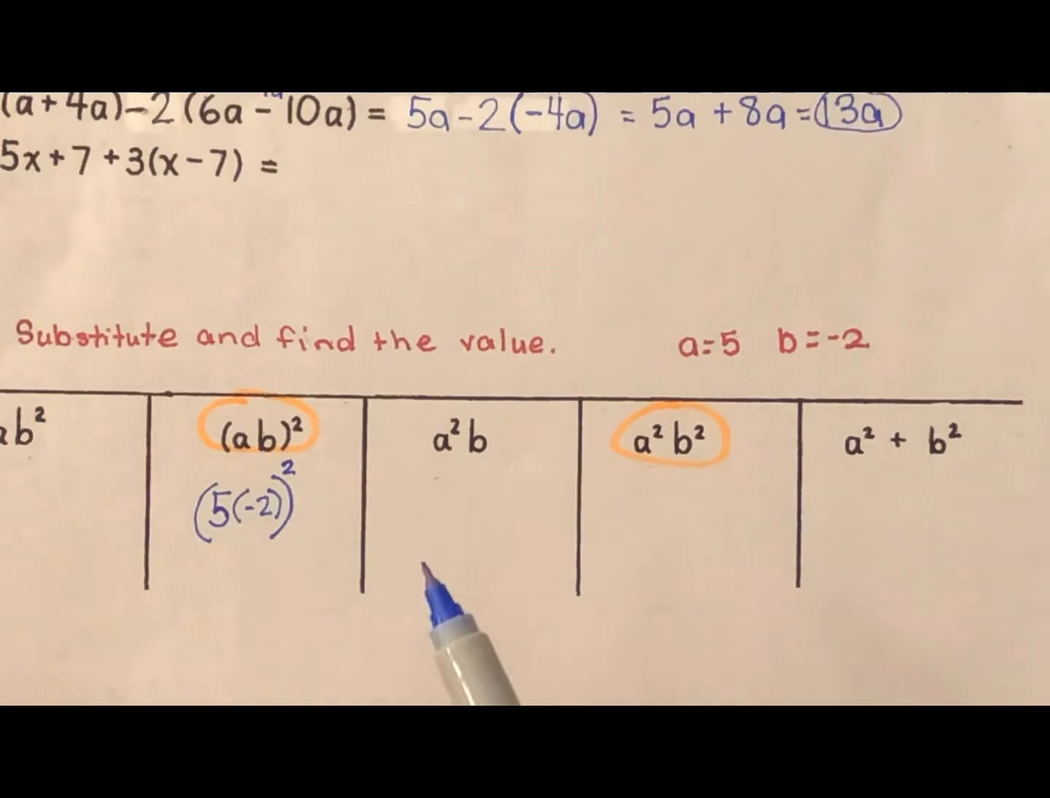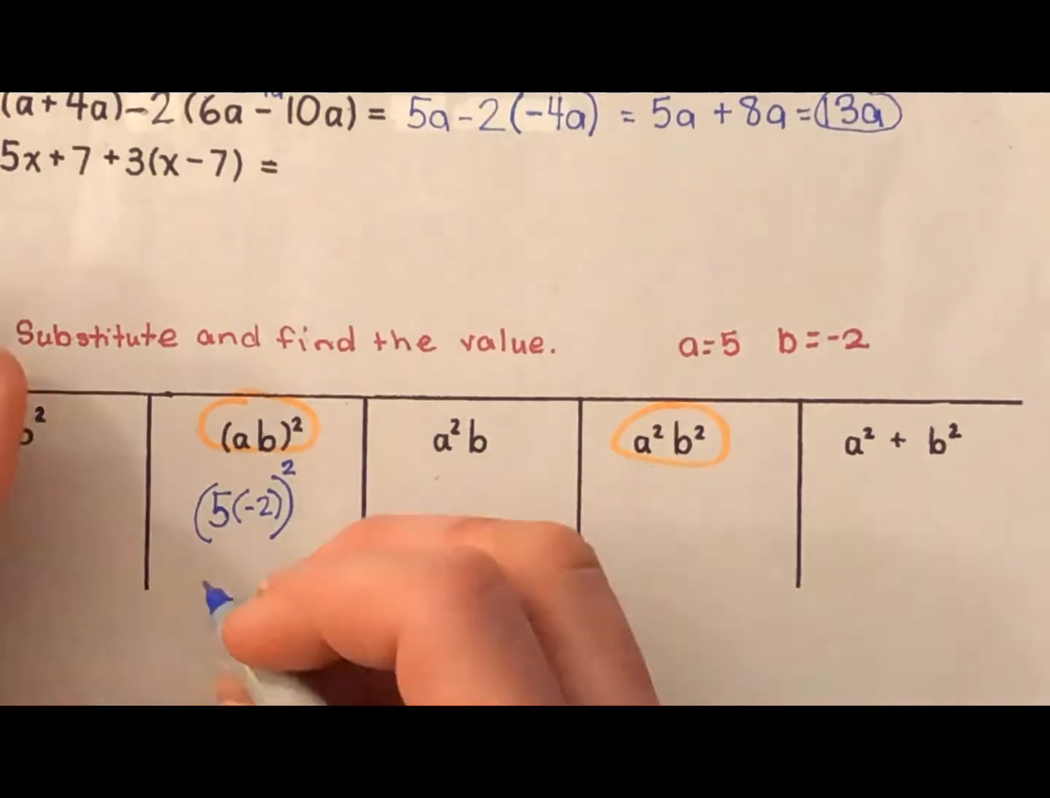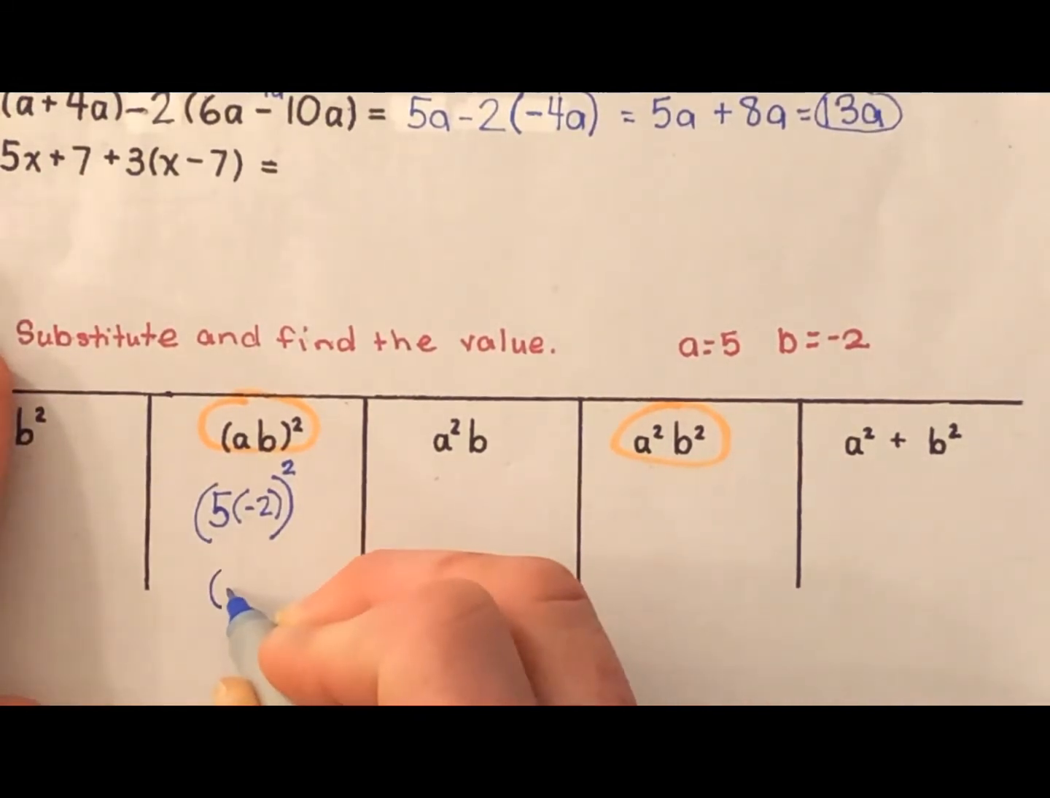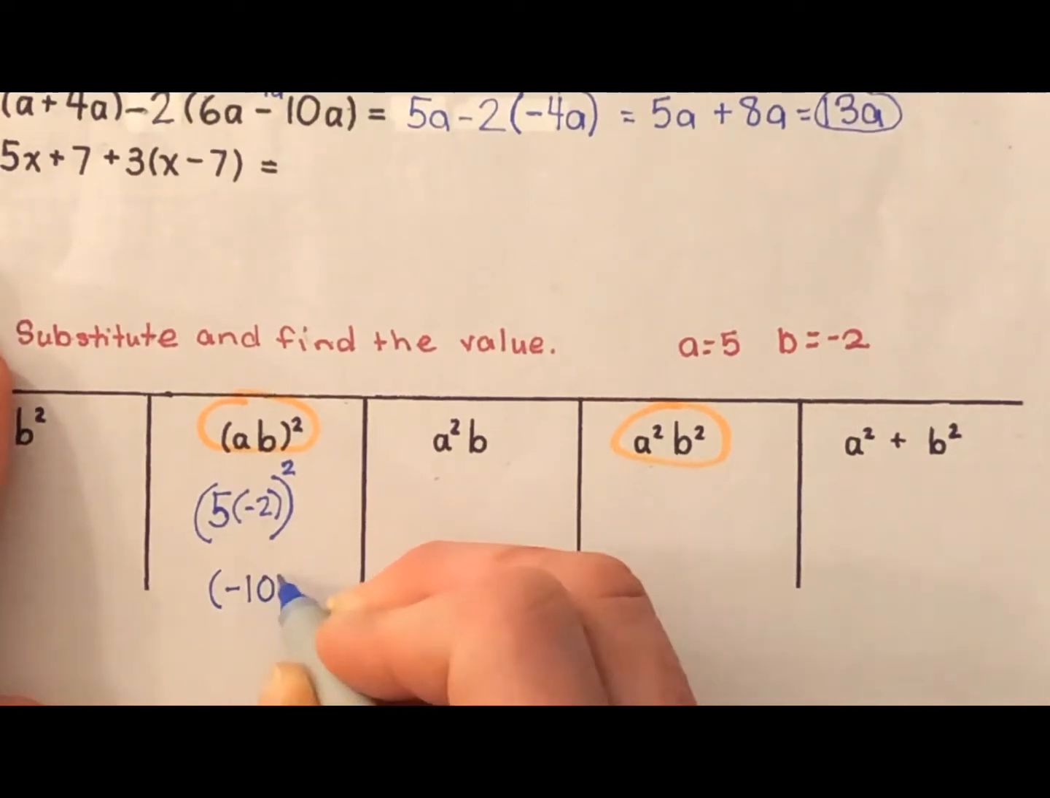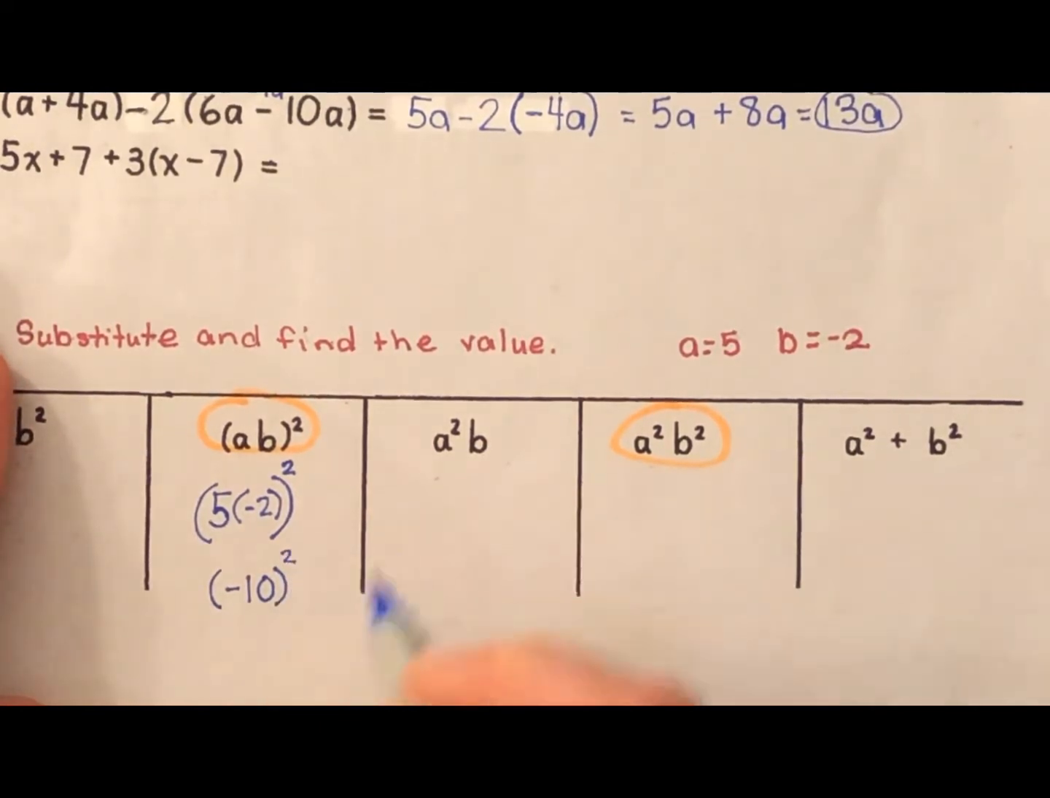So I've got two operations to do. I've got multiplication inside the parentheses, and I have an exponent. You do inside parentheses before you do the exponent. So I'll do 5 times negative 2. That gives me negative 10. I'm going to put that negative in parentheses because that is what I'm squaring. I'm squaring the negative 10. Negative 10 times negative 10 is positive 100.